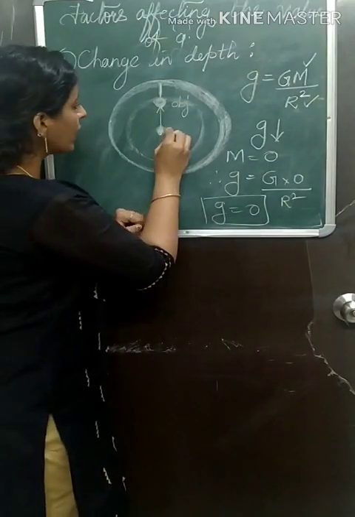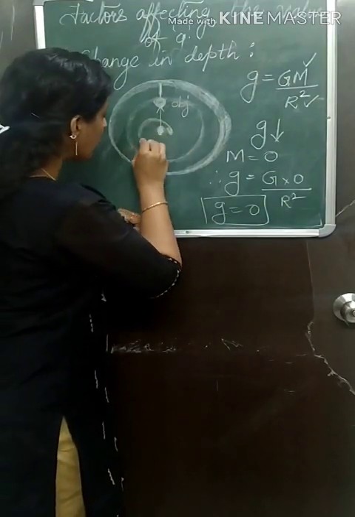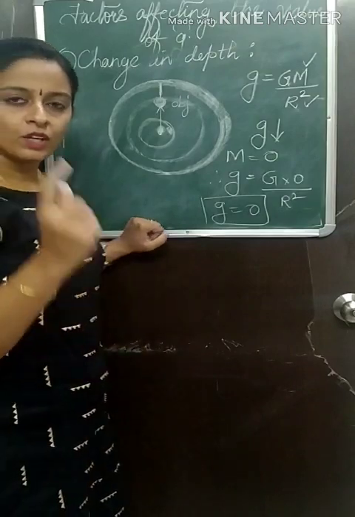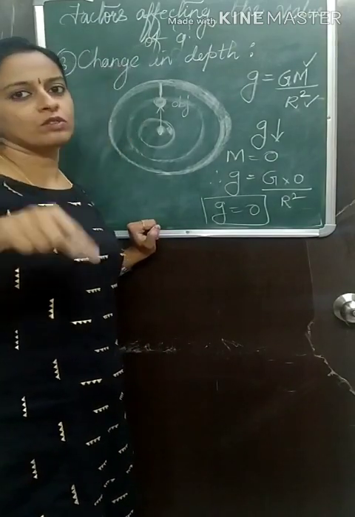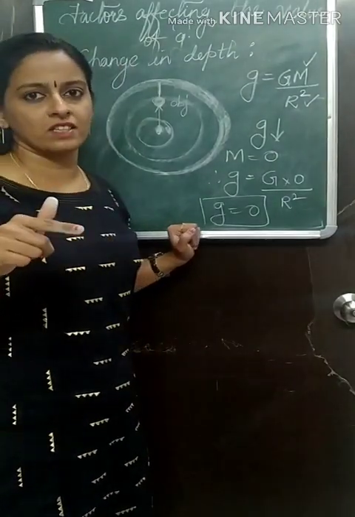If you are here, the whole mass of the earth will contribute. But if you are somewhere here, only that much mass of the earth will contribute. So the mass is decreasing, so the value of g will also decrease.